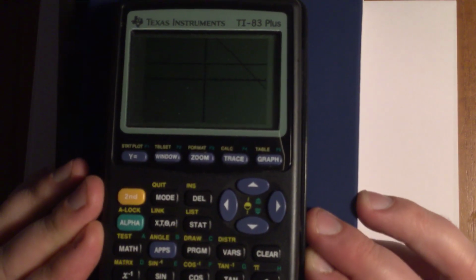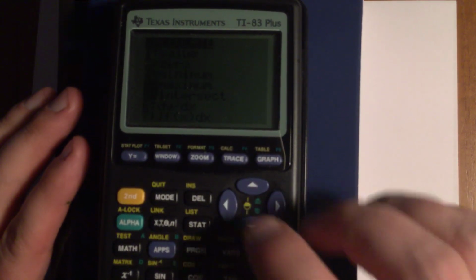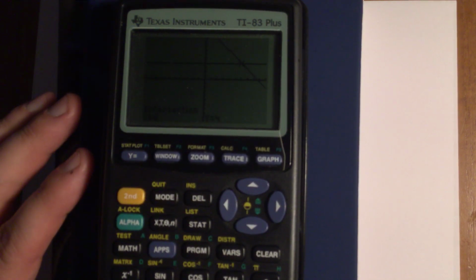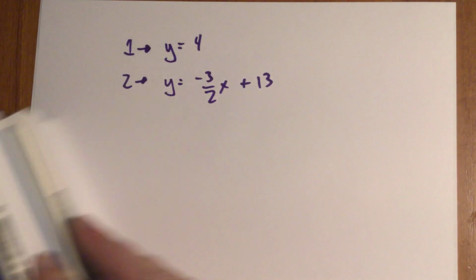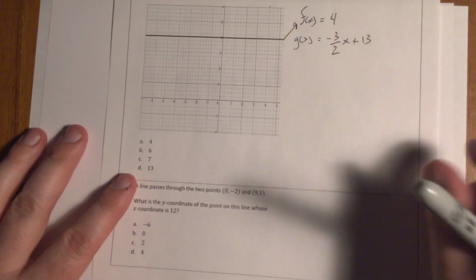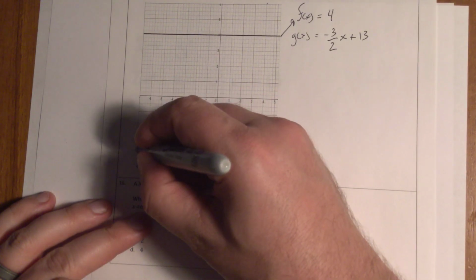So I have a system of equations. Now let's use the calculator. Second, calculate. I want to find the intersection. I think you just hit enter, enter, enter, and it should pop out the answer. There you go. 6 and 4. So for what value of x does f of x equal g of x? Well, the answer right here is 6.